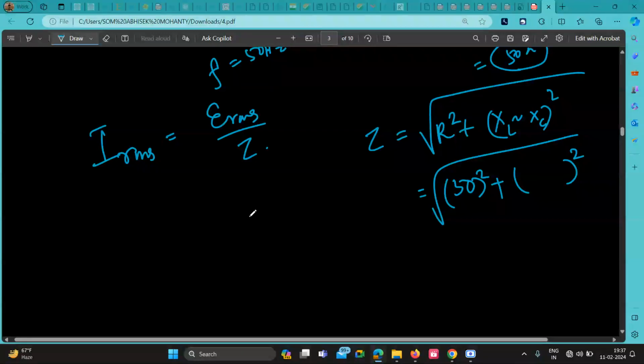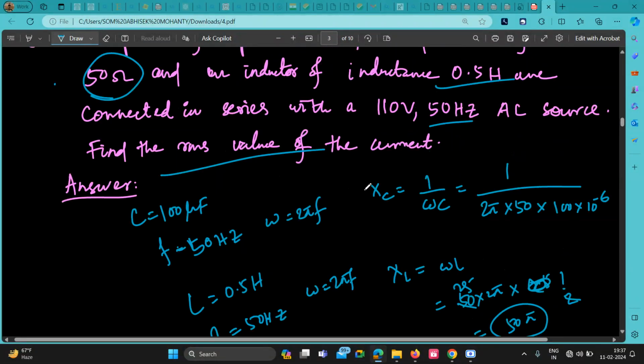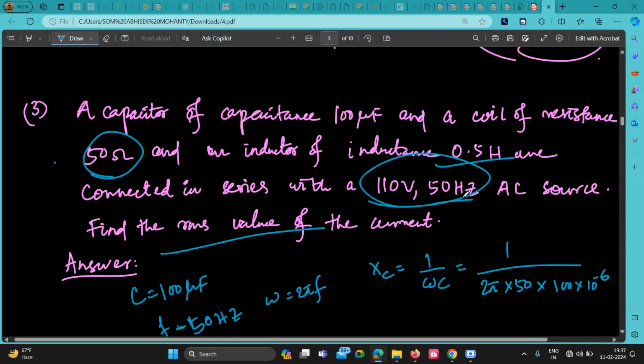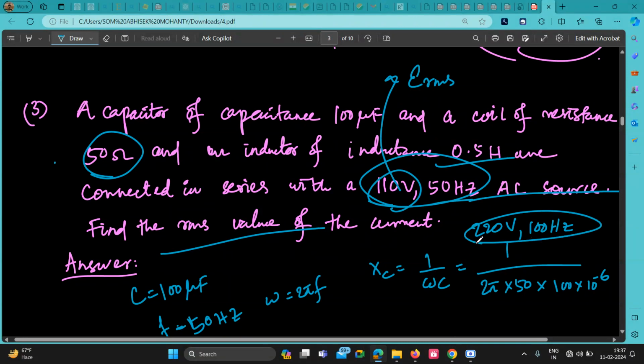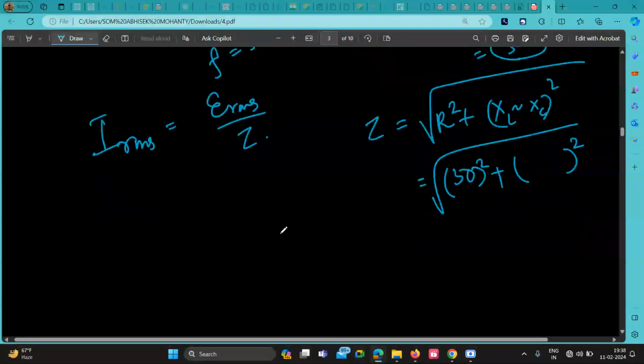Okay, whatever you get, just okay. When an AC source is given like this, 220 volt, 100 hertz, that means the value given is actually ERMS. This is nothing but ERMS. This is not your E naught or anything. ERMS is already given.